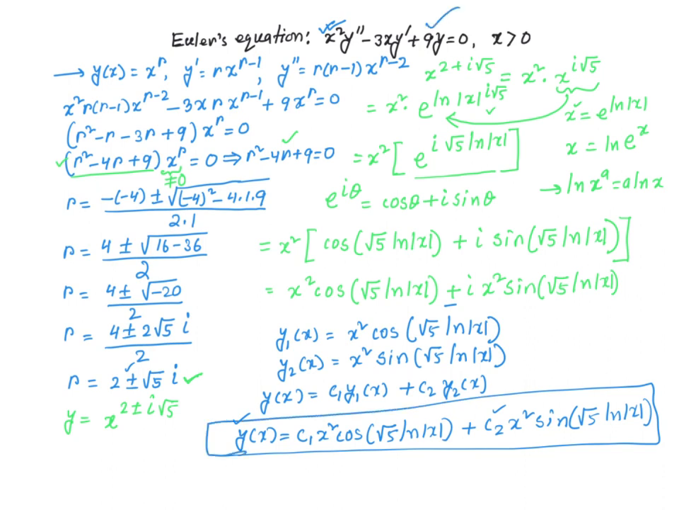to this Euler's equation. When the roots are complex, this is the general process that you'll always use. When you have a characteristic equation with complex roots or complex conjugate roots, this process should always work, and finally you should come up with some expression like this. I hope that this discussion was helpful. Thank you very much.